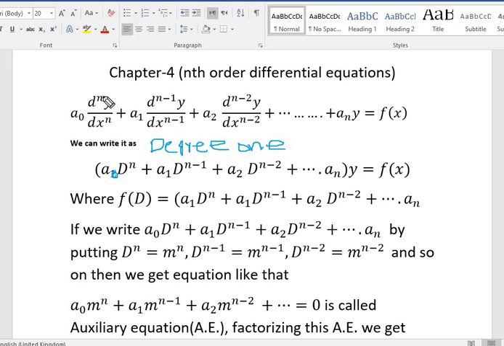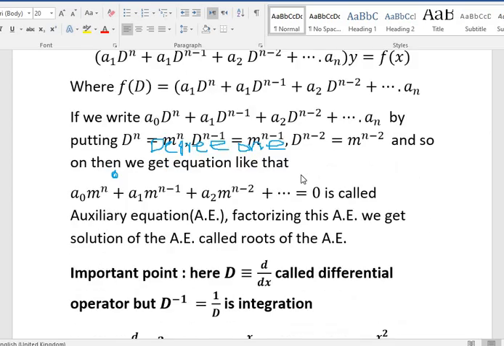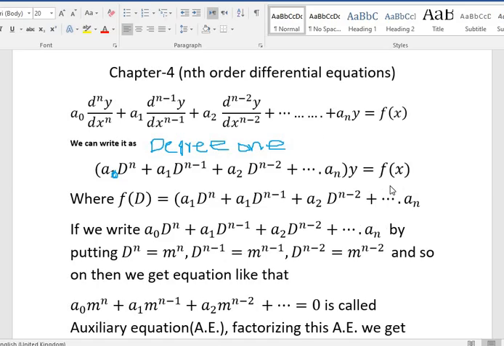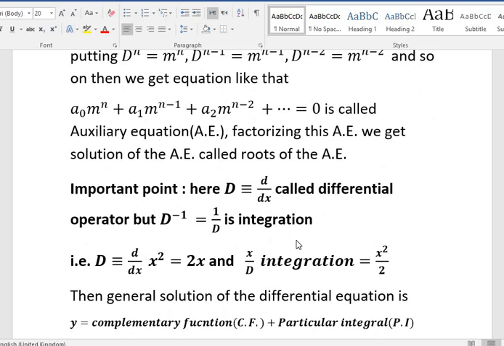This we can write in terms of D power, where D stands for the differential operator. I will tell you what that means. D stands for the differential operator, that means D equals d by dx, called the differential operator.